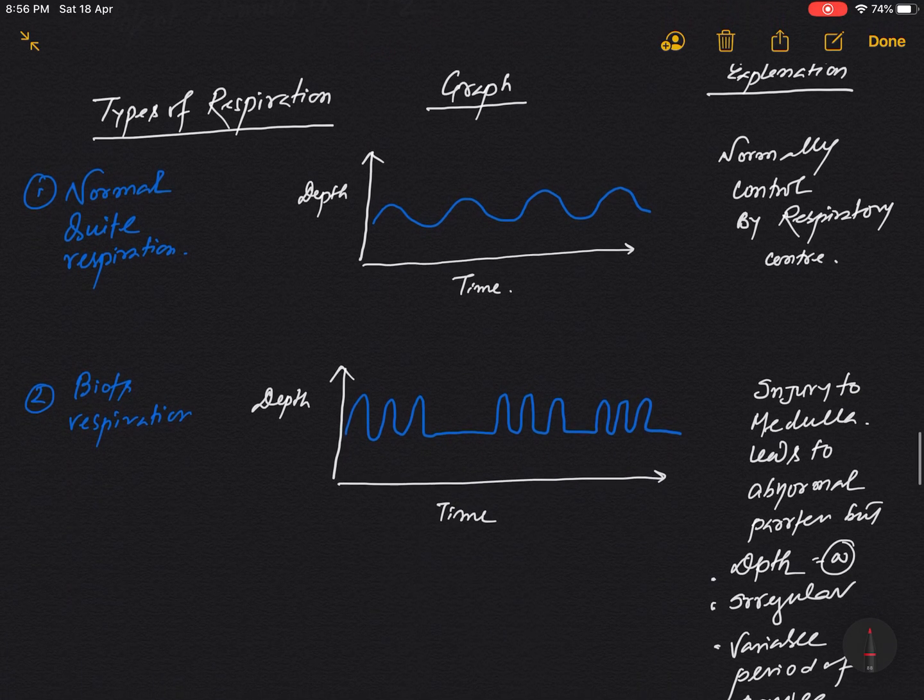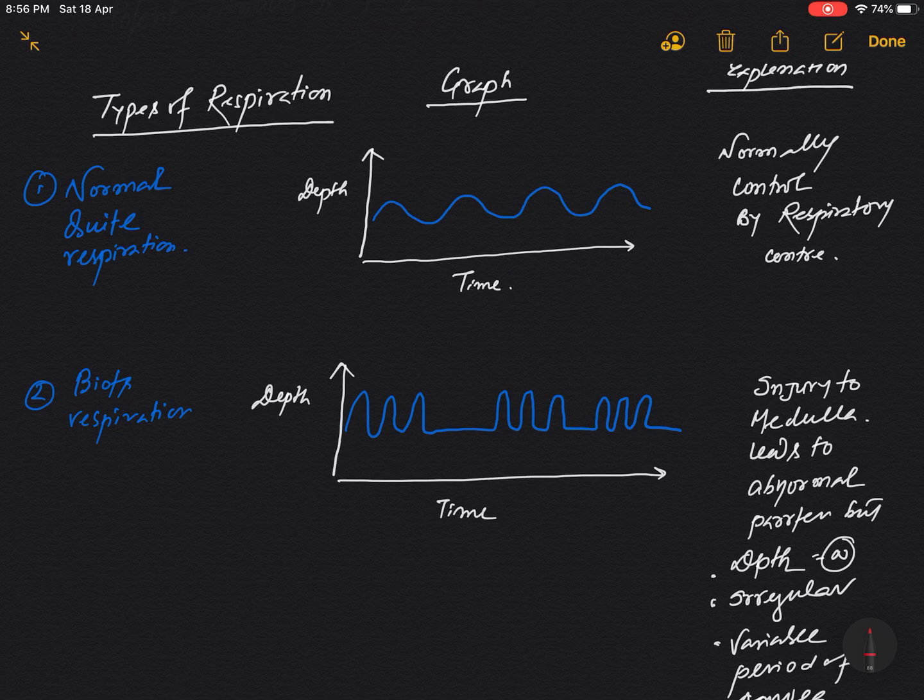Now, depending on these centers, we have various types of respiration. One is normal quiet respiration. If we plot the depth and time in various axes of our graph, this is the normal quiet tidal volume and this is the normal respiratory pattern, and it is controlled by our respiratory center.